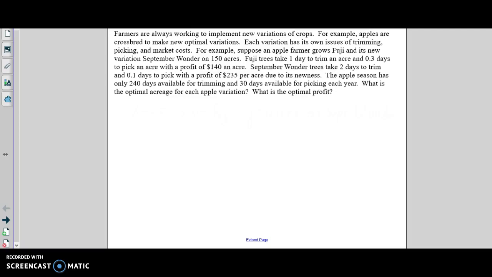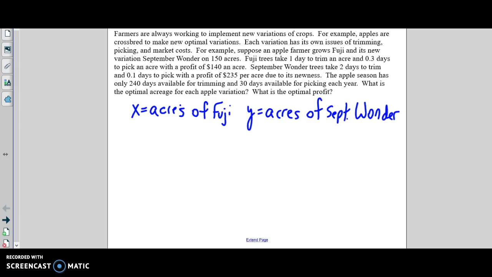Alright, so in this problem we're trying to figure out how we can optimize our acreage to make the most money. The first thing we always have to do whenever we're optimizing is figure out what our variables are. In this case, I'm going to say that X is my acres of Fuji and Y is my acres of September Wonder. I can use other variables, but I do that so I can put it on the coordinate plane pretty easily. Now I need to read through and figure out what it is that I know.